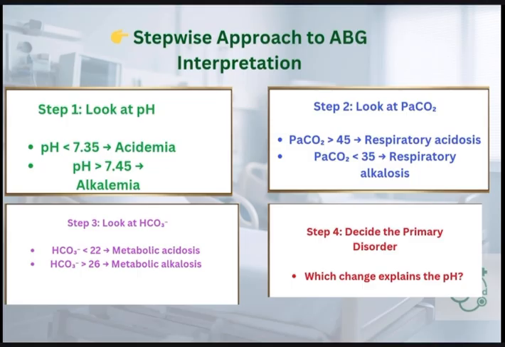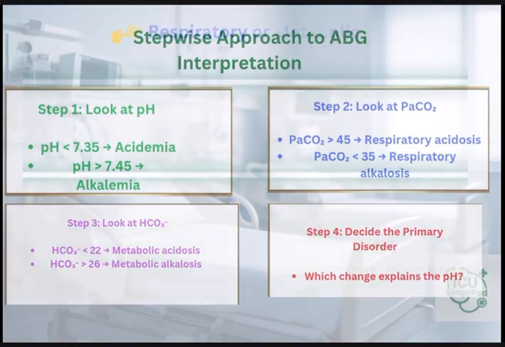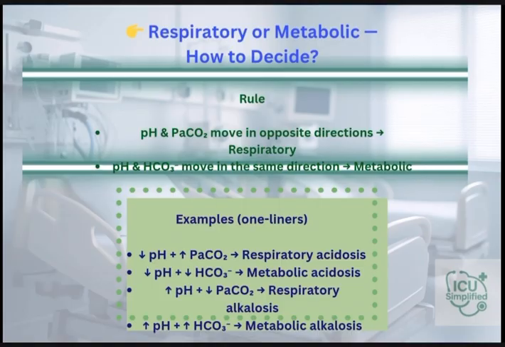Finally, we decide the primary disorder by asking a simple question. Which of these changes best explains the pH abnormality? That becomes our primary acid-base disorder. Once we identify an acidemia or alkalemia, the next step is to decide whether the primary disorder is respiratory or metabolic. A simple rule helps here. If the pH and PaCO2 move in opposite directions, the disorder is respiratory. If the pH and bicarbonate move in the same direction, the disorder is metabolic.